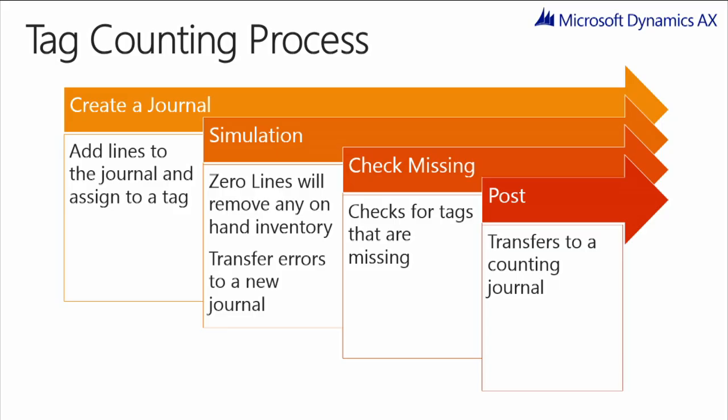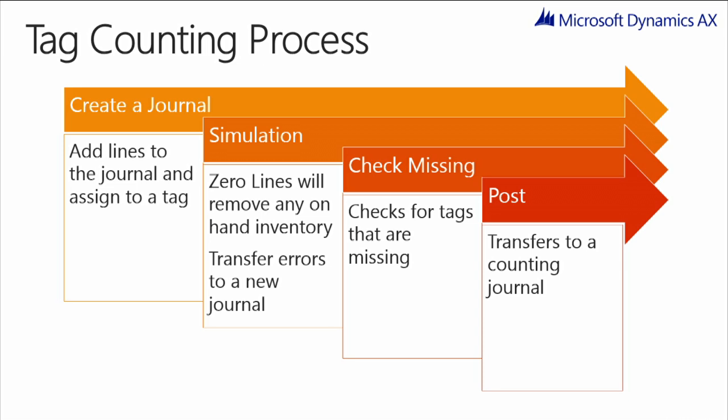You'll notice that there are options for zero lines and transfer errors to a new journal. If zero lines is selected, the system will zero out all on-hand inventory if those items were not counted in the tag count. The Transfer Errors to a New Journal option lets you post the journal and transfer any error items into another journal for later processing. You can also use the results of a simulation to enter the counted quantities in the counting journals if the tag counting is only meant as an aid to the physical inventory.